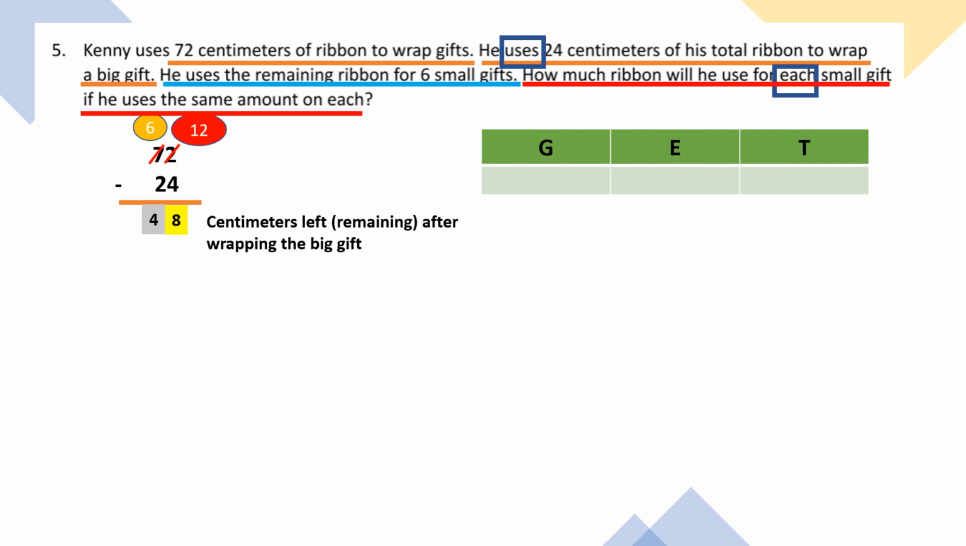He uses the remaining ribbon for 6 small gifts. So I've written down my get chart. I have 6 small gifts, so the 6 is going to go under the G for groups.